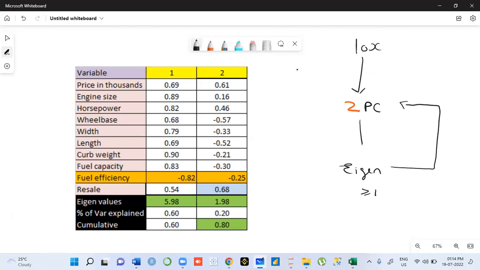Now the question comes: we have two PCs, Z1 and Z2. Now which variable is going into which Z? Which variables will form which group? If you look at the price, look at the value which is highest: Z1. So price will go in Z1. Engine size, Z1. Can I say all these variables are coming in Z1?